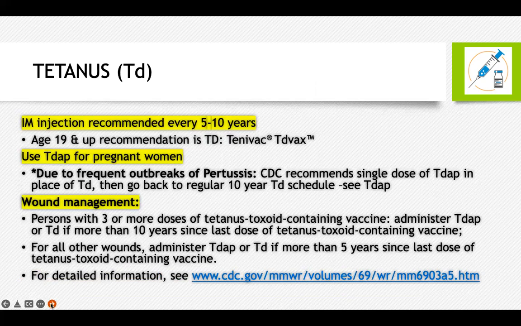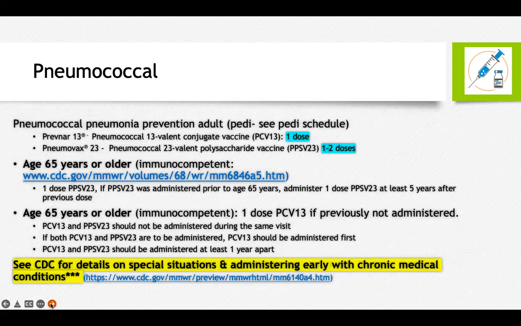Okay. Wound management, we talked about that. Pneumococcal is the pneumonia prevention in adults. Okay, we do the Prevnar 13, pneumococcal 13 conjugate 1 dose, or the Pneumovax 23 variant in 1 to 2 doses. So age 65 or older, you want to give 1 dose of the PPSV 23. If it was administered prior to 65, you want to administer 1 dose of the PPSV 23 at least 5 years after the previous dose.